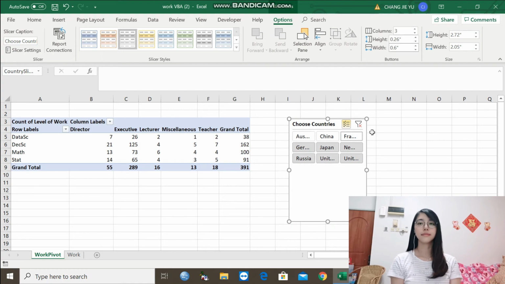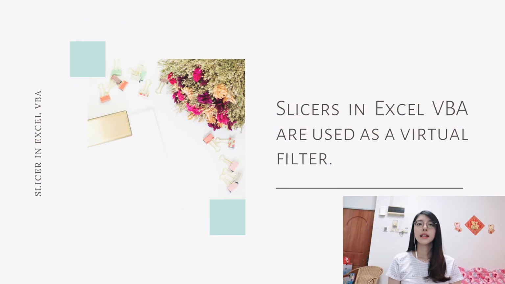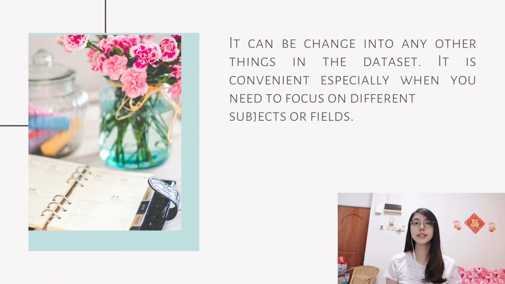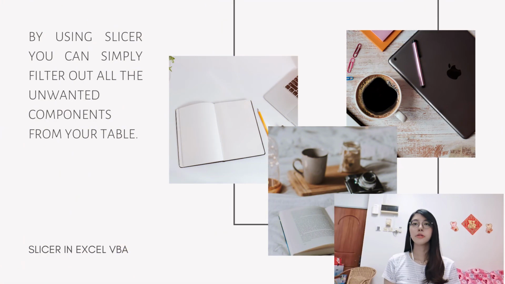In conclusion, slicer in Excel VBA are used as a visual filter. Using a slicer in Excel, people can filter the large amount of data in pivot table by clicking on the types of data. In the example above, I use slicer to filter the data by country. It can be changed into any other things in the data sets. It is convenient especially when you need to focus on different subjects or fields. By using a slicer, you can simply filter out all the unwanted components from your table.